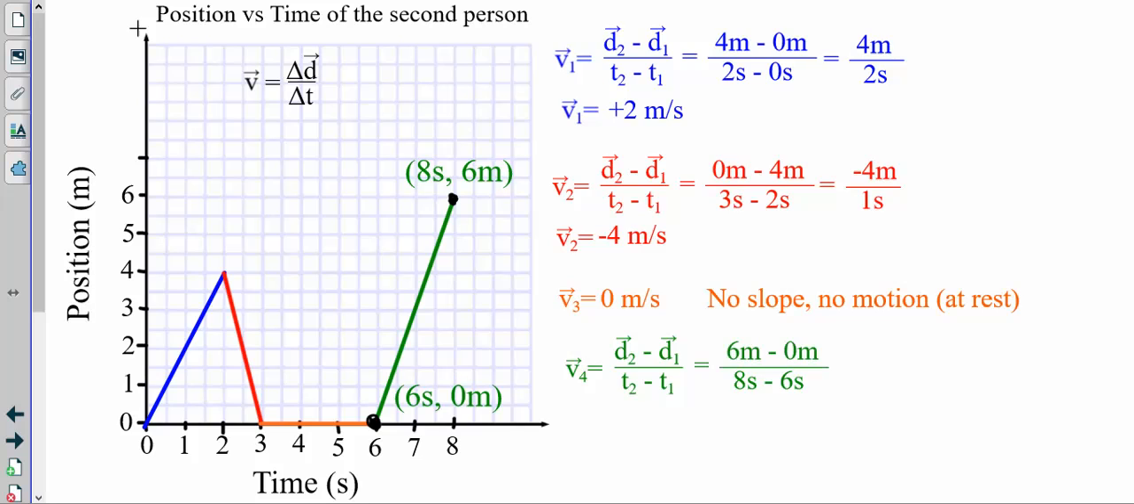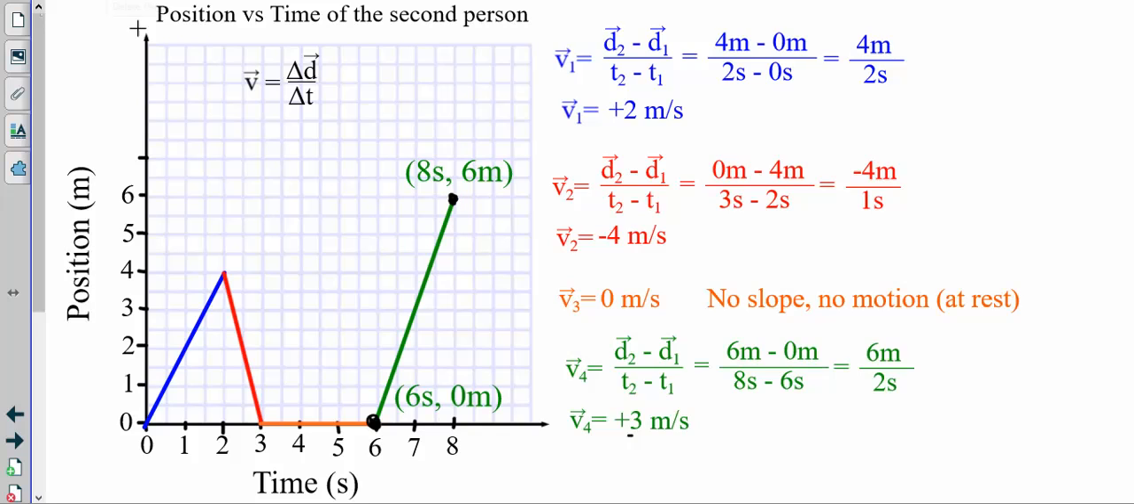Just plug them in. So moving forward, you'd have 6 meters minus 0 meters, and you'd have 8 seconds minus 6 seconds. Do some division. So 6 meters divided by 2 seconds gives us a positive 3 meters per second. So once again, it's positive. So whoever this person is, they walked forward or they walked north in front of the class.